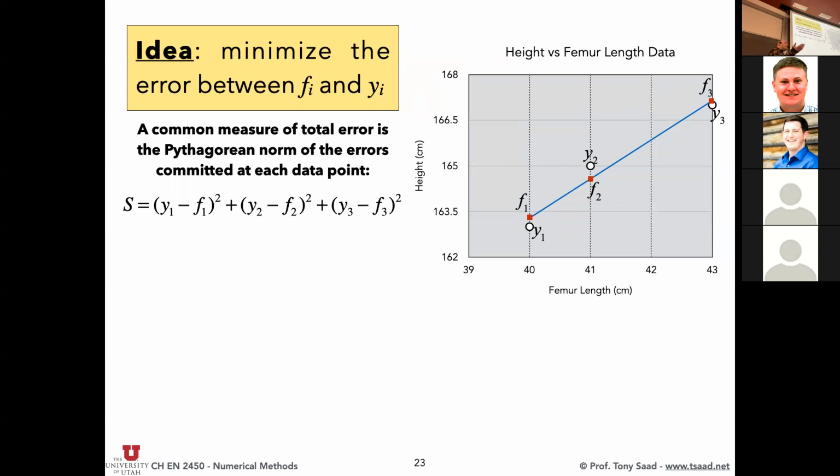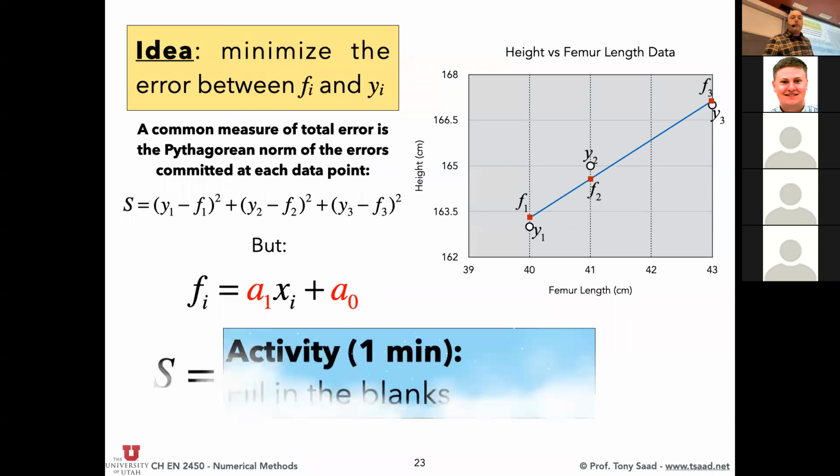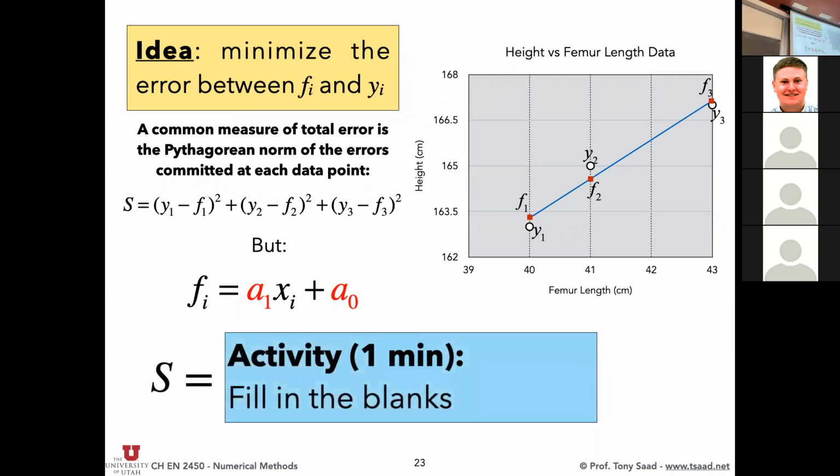But minimize it with respect to what? Recall that F1 is A1 X1 plus A naught, F2 is A1 X2 plus A naught, and F3 is A1 X3 plus A naught, because we defined Fi to be A1 Xi plus A naught. So what happens if we substitute? Go ahead, take a moment to fill in the blanks. Take this Fi and plug it in here.